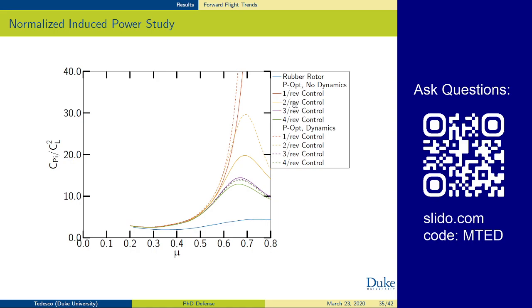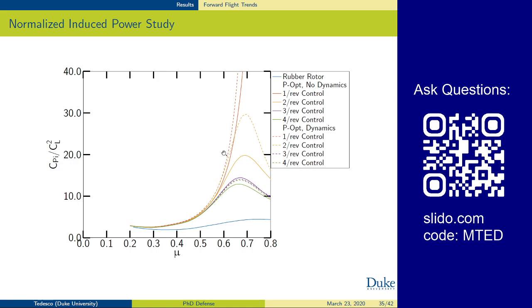The solid lines are not including dynamics, and the dotted lines are including dynamics. I've decided, for the sake of clarity of the plot, not to include the vibration optimization with dynamics because we know from previous plots it's going to be significantly higher, simply from what we've seen before.